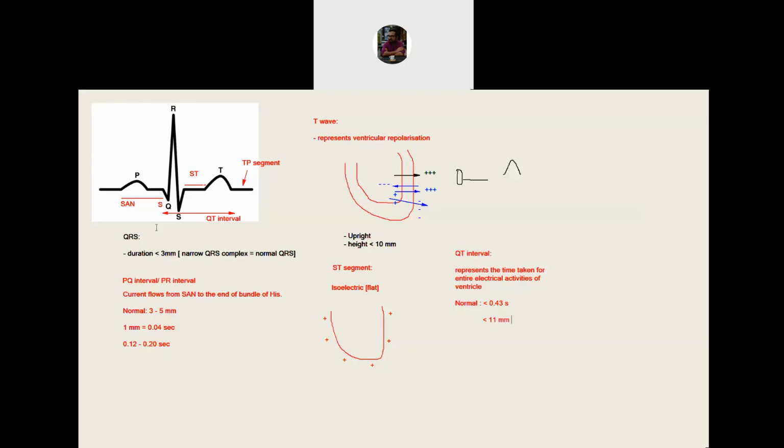So up to this, is this clear to everyone? The P wave, the QRS complex, the T wave, the PR interval, the QT interval, and the ST segment. These are the basic essentials we should know to interpret the ECG. So is it clear to everyone?